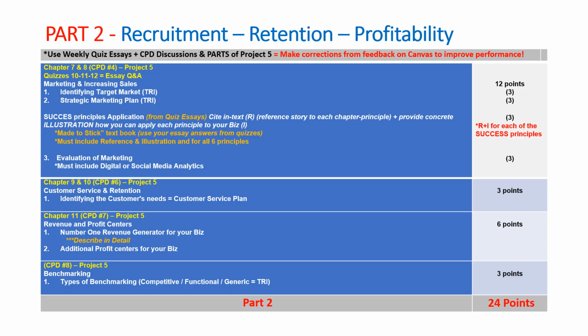So again, you can see we need TRI for identifying that target market and then coming up with your strategic marketing plan. But you're going to use then the success principles as illustrations for each of the 6 principles that were made to stick. Again, must reference and the illustrations for all the 6 principles.